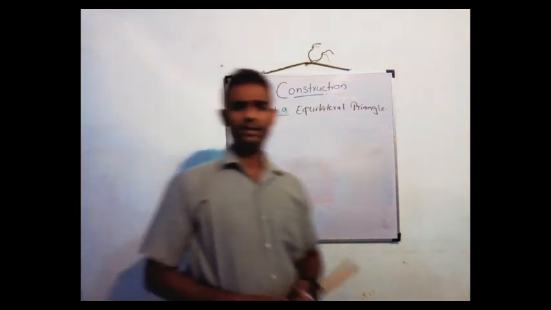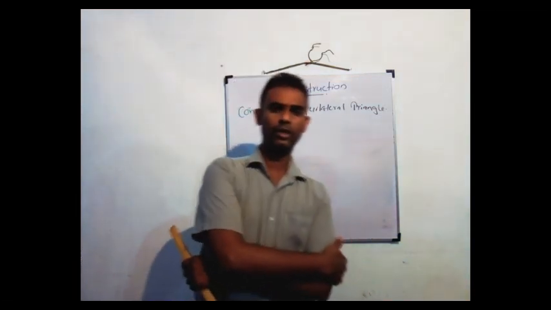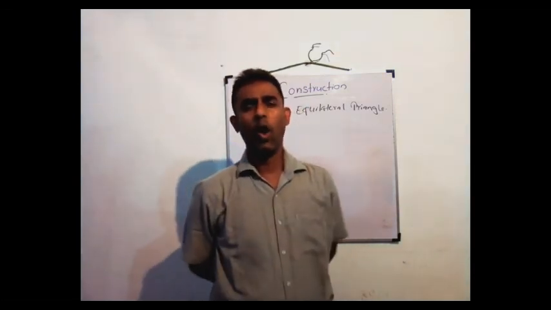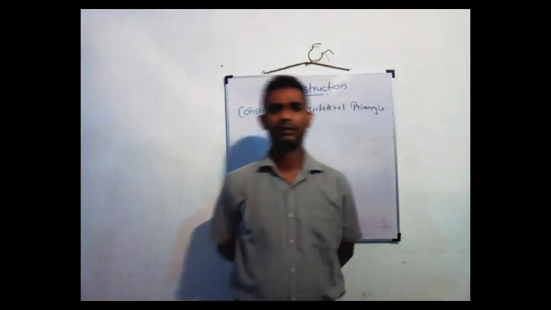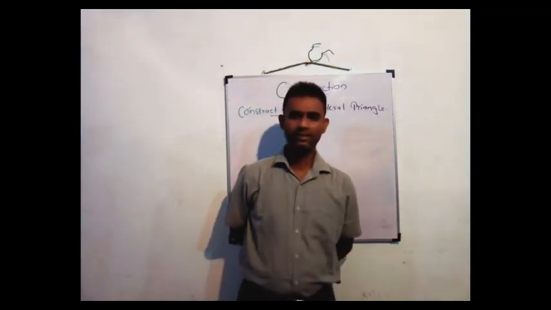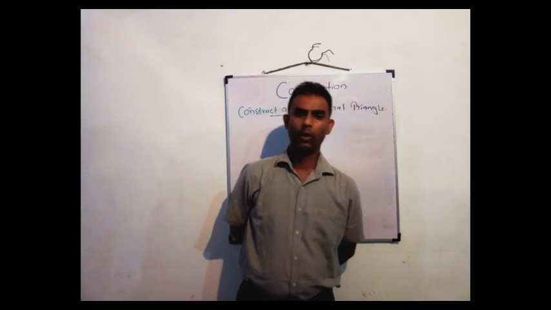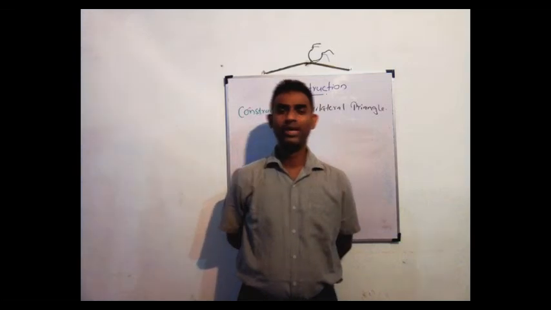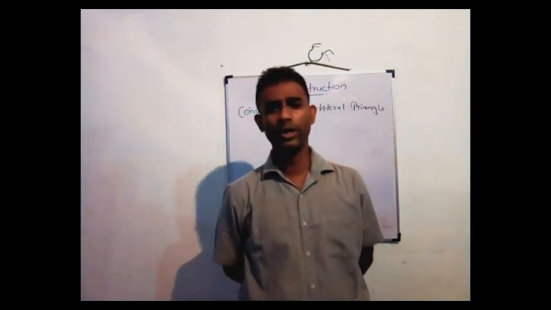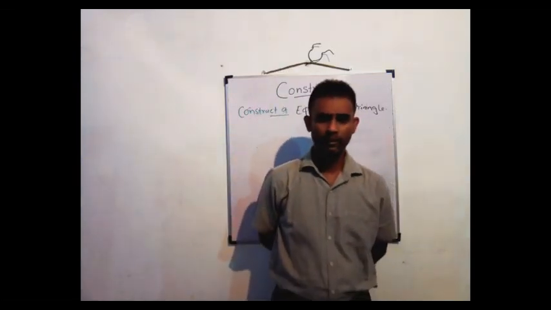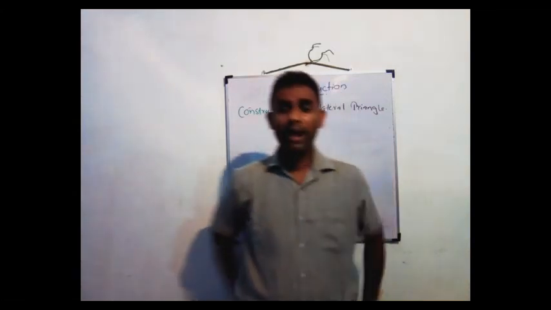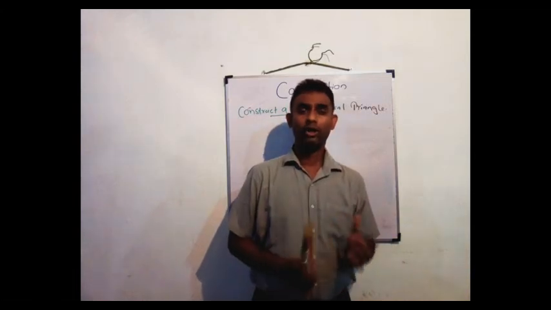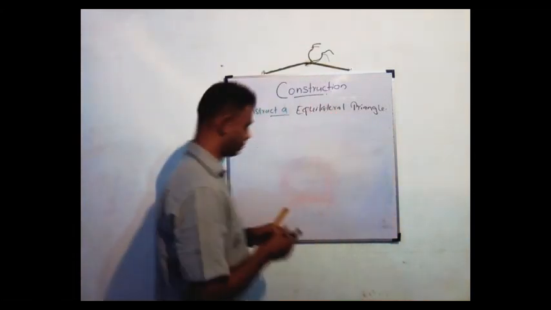An equilateral triangle is a triangle where all three sides are equal to each other in length. We call that an equilateral triangle, right?